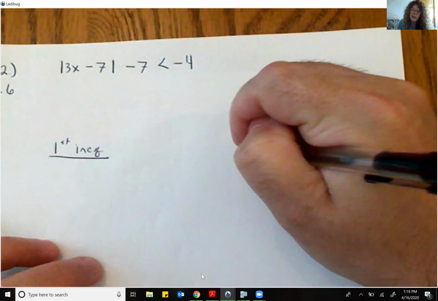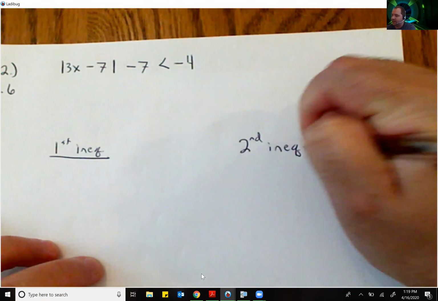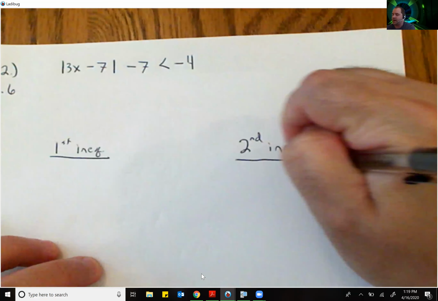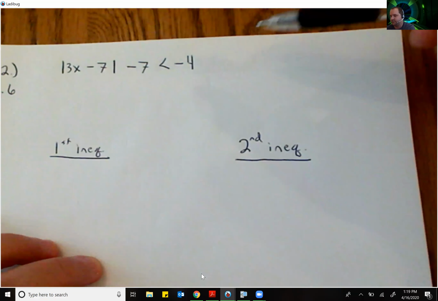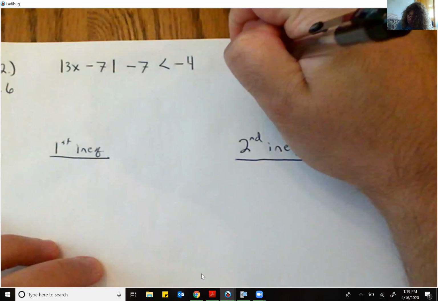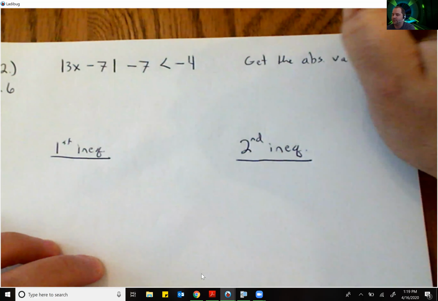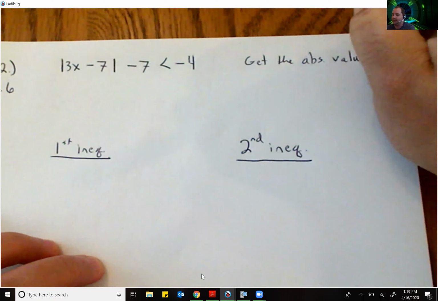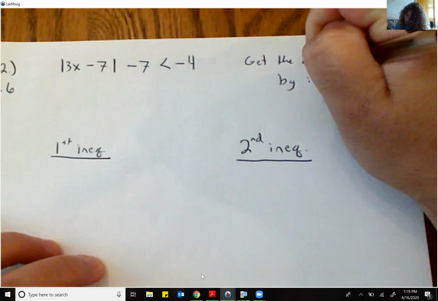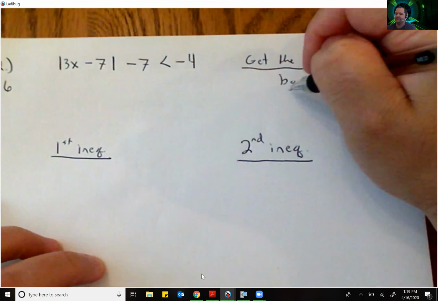Get it equal to 0, maybe? Nope. I like what you're talking about, but there's no equals, just so you know. Let's not get it equal to 0. Get the absolute value by itself. You have to do that first.